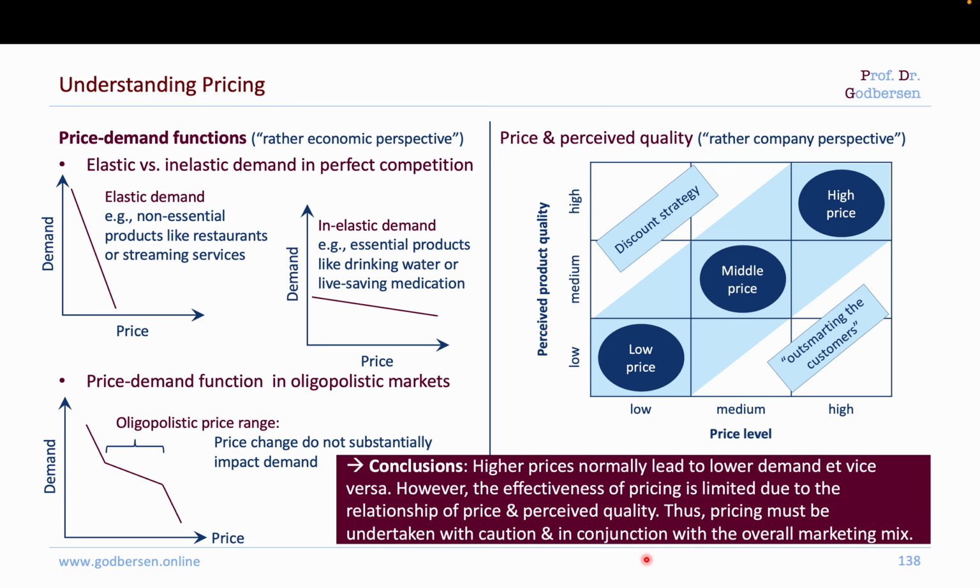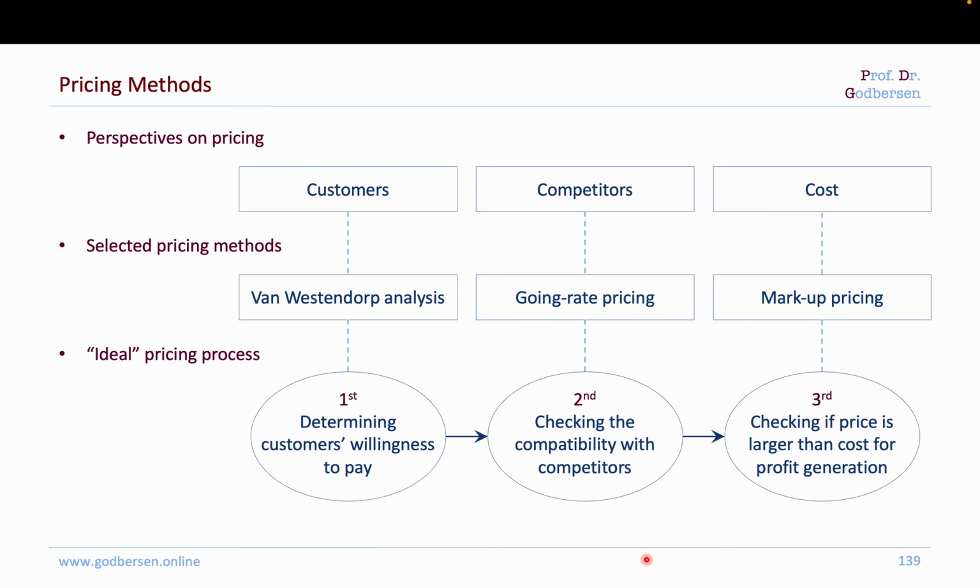Now I'd like to give you a few pricing methods. Firstly, you should take different perspectives, and that is the players that you have in the market. It's the customers, they have to pay the price. Unfortunately, their competitors, they also have prices, and you need to compete with them. This is why they're called competitors. And your internal perspective, your cost, as your cost should be lower than your pricing. There are more methods. I will introduce you in the next minutes to the Van Westendorp analysis, which is also called price sensitivity meter, going rate pricing, and markup pricing.